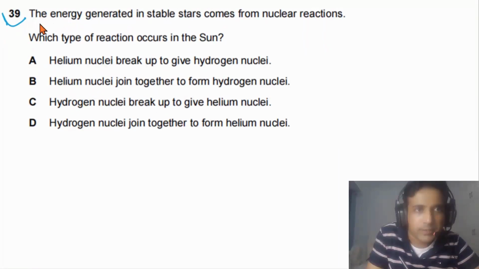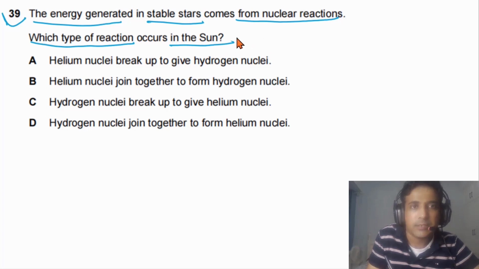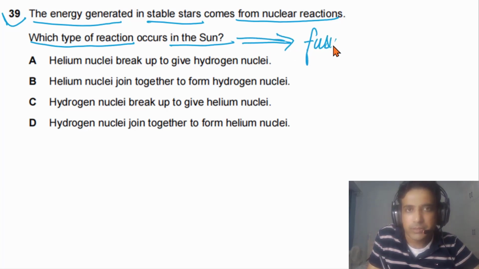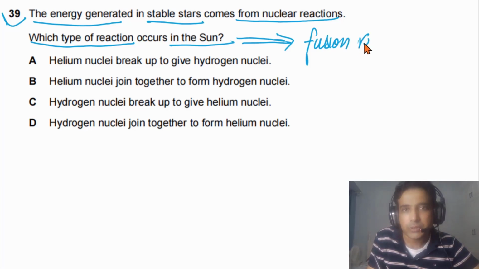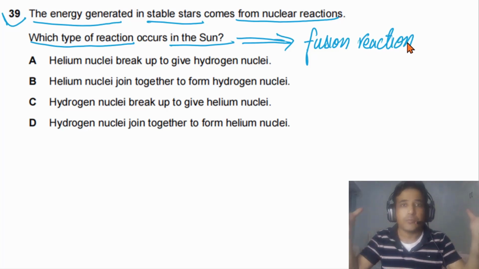Question 39 says the energy generated in stable stars comes from nuclear reactions. Which type of reaction occurs in the sun? So we need to understand fusion is taking place in the sun. Fusion. So fusion is very important. So we can say fusion reaction takes place in the sun, and sun is generating a lot of energy.